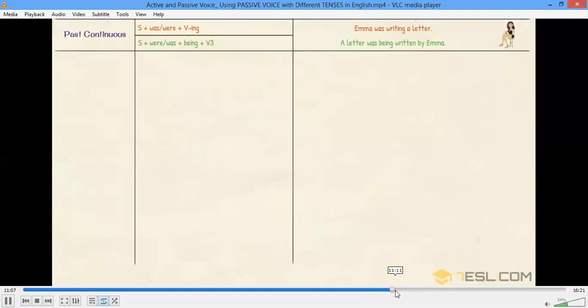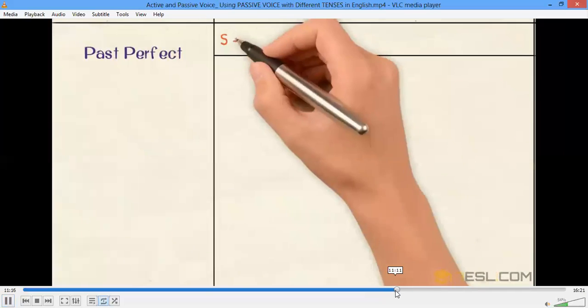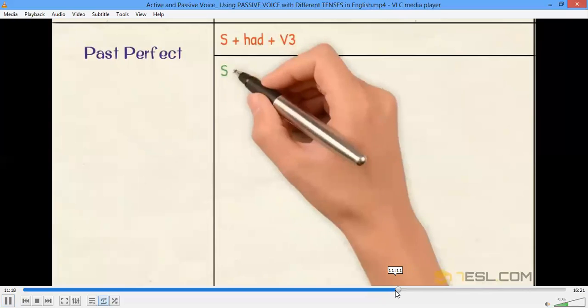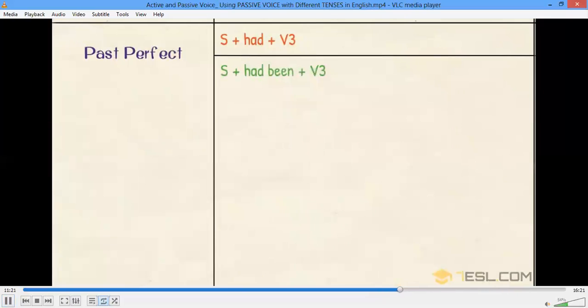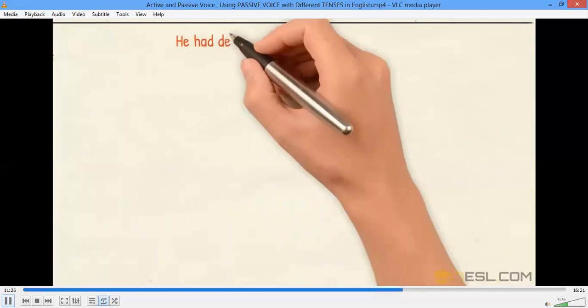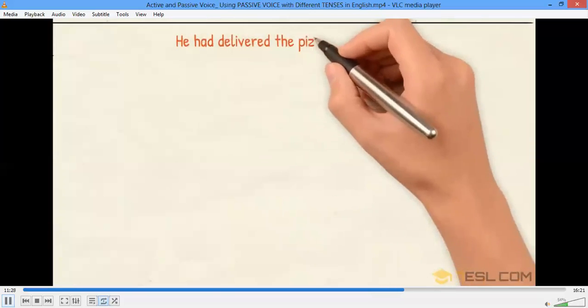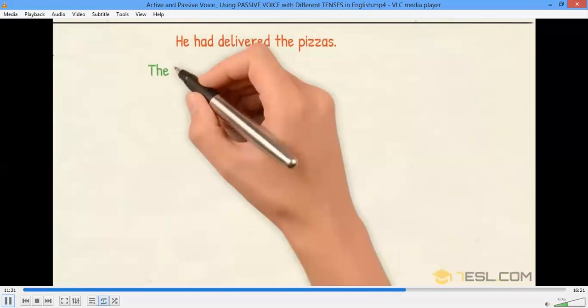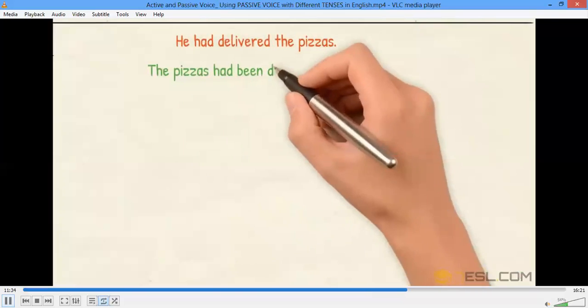The past perfect tense. The active sentence could be subject plus had, plus third form of the verb, and for the passive voice, subject plus had, then been, and then third form of the verb. The example is, he had delivered the pizzas. The pizzas had been delivered by him.